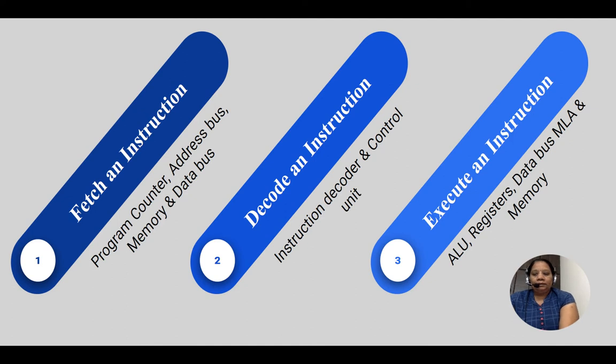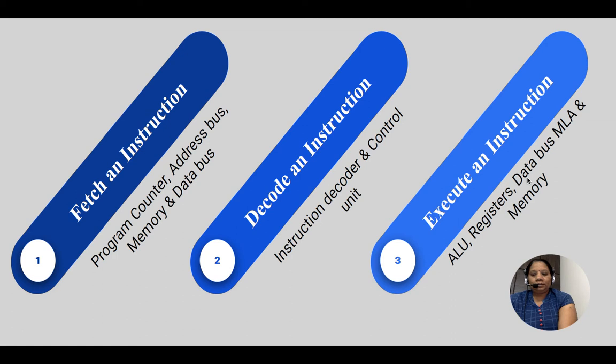The third phase is the execute phase. For an instruction to be executed, the components used in the architecture are the arithmetic and logic unit, which does all the arithmetic and logic operations. It performs 32-bit arithmetic and logic operations. And of course, it has to make use of the data bus to fetch the operand from registers.